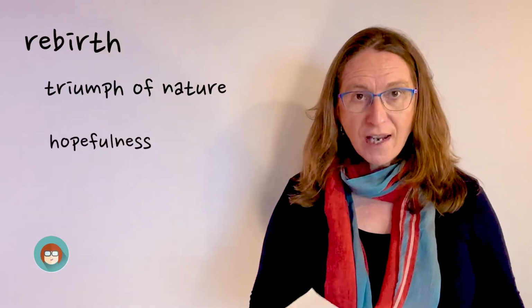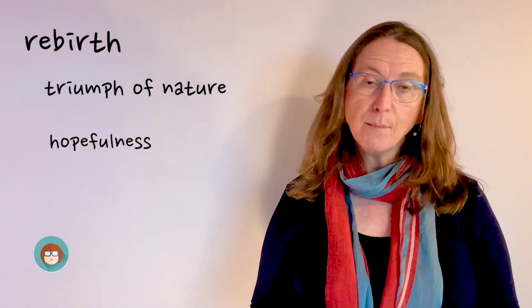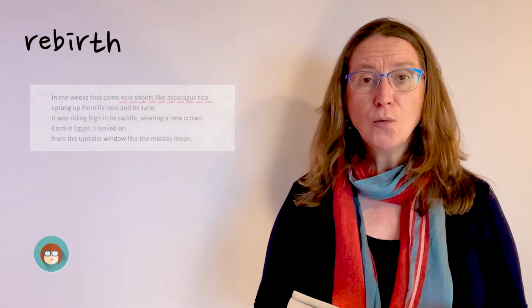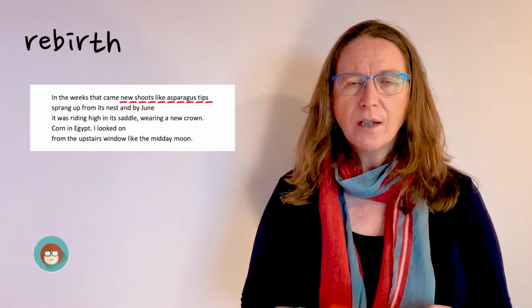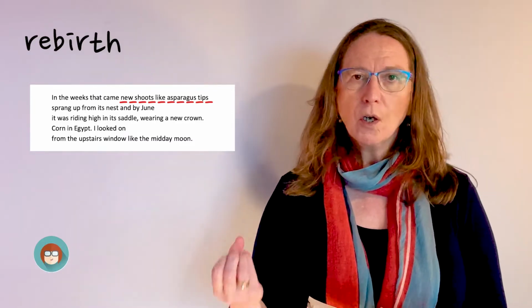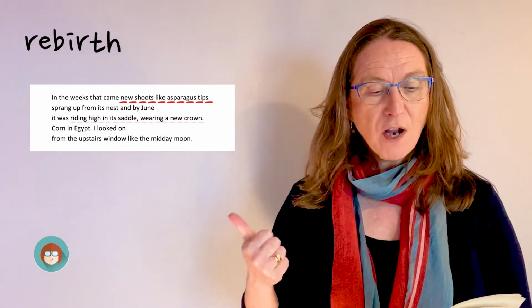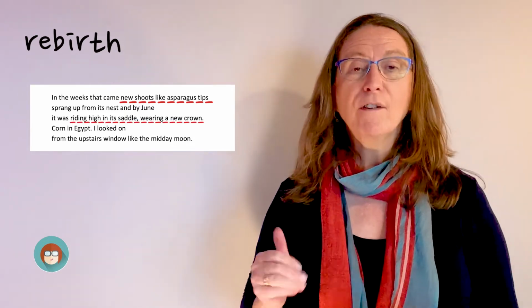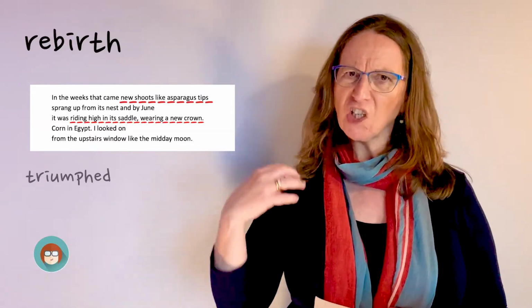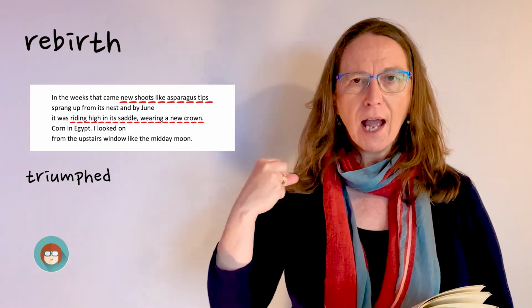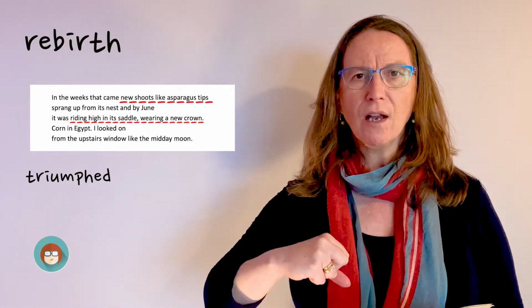The last section I'd like to look at is this idea of rebirth and the triumph of nature over mankind, and the hopefulness at the end of the poem. Despite being set alight and all this aggression by the man-made chainsaw, the end of the poem suggests that new shoots came up like asparagus tips, like this really precious crop of delicious food coming up. The pampas grass is riding high in its saddle, wearing a new crown. The pampas grass has triumphed. It's like a king of nature. It is strong and it is returning and it is riding high.